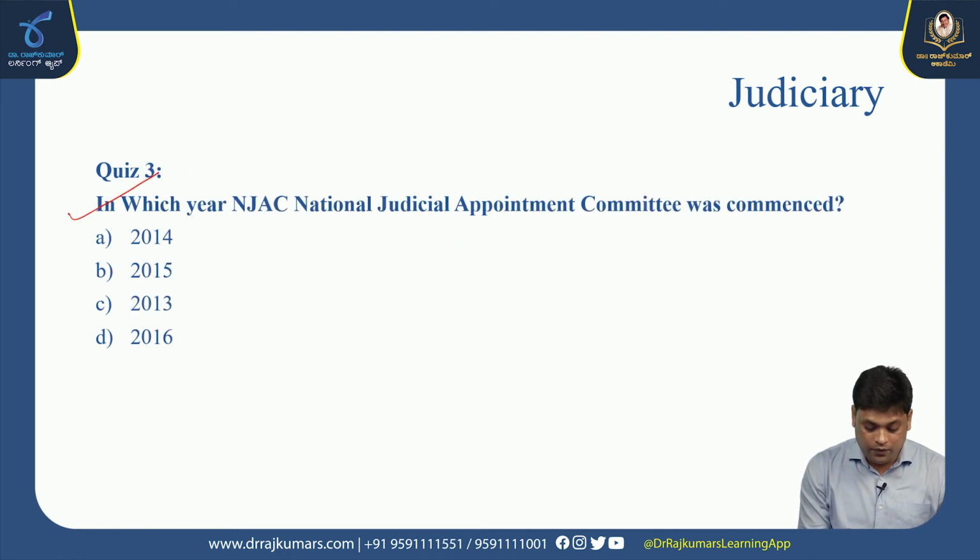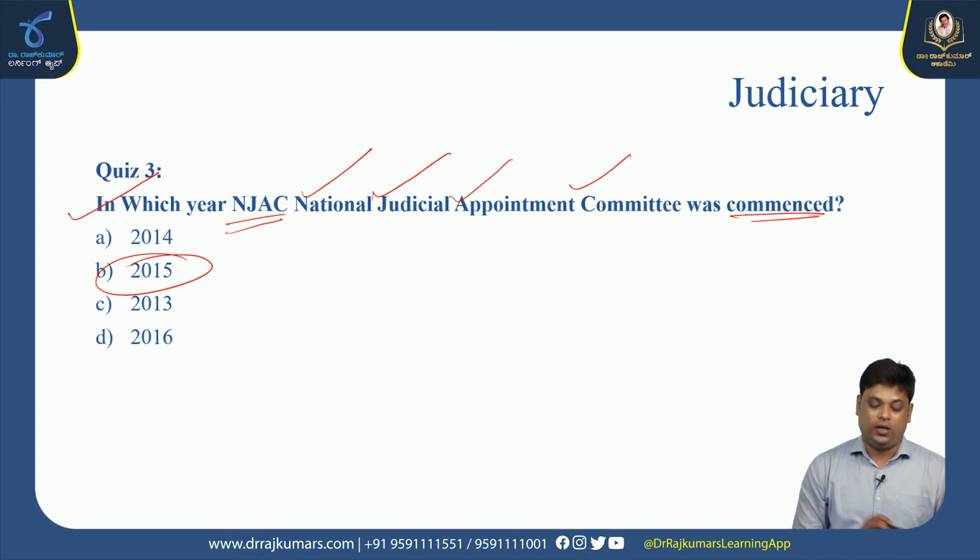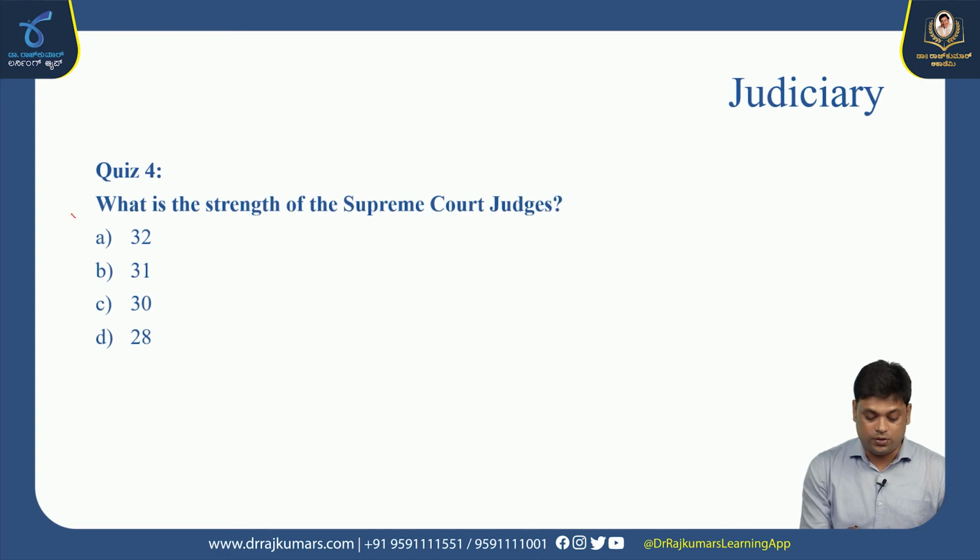Next question. In which year was the NJAC, the National Judicial Appointments Commission, commenced? 2015. This NJAC came into existence along with the collegium system. What is the strength of Supreme Court judges? The current strength of Supreme Court judges is 32. One Chief Justice of India, and the other 31 judges in the Supreme Court. So total in number, 32.